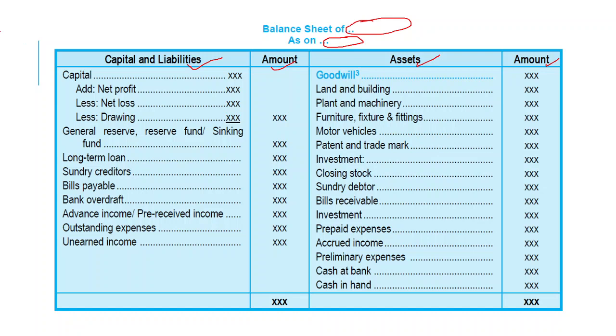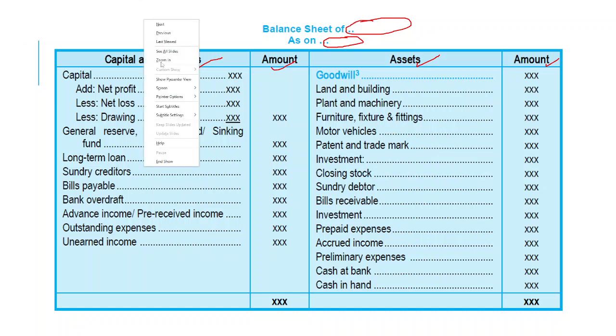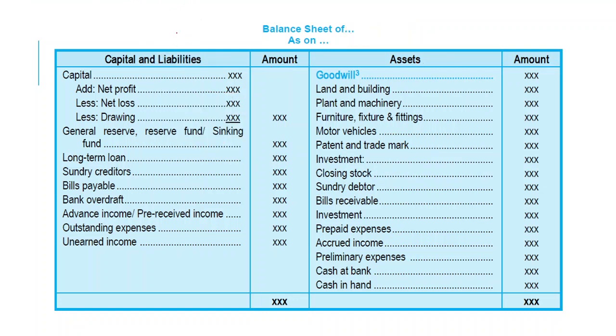Just like the profit and loss account, and the profit and loss account included all the expenses and incomes, like expenses on one side and incomes on the other side. Similarly, the capital, liabilities, and assets are separated in the balance sheet.